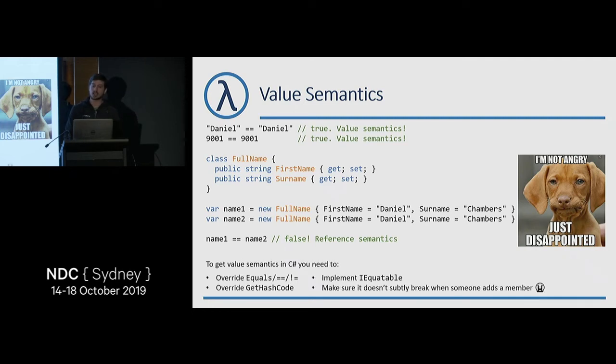Unfortunately, in C#, it's kind of difficult to get value semantics for classes. You need to override equals and the two equality operators, override get hashcode, and implement equatable. And worse, you need to maintain that implementation so that if someone adds a property, they need to be very careful that they update their comparisons in their equals implementation and also in their get hashcode, because if they don't, you're going to end up with a very subtle bug.